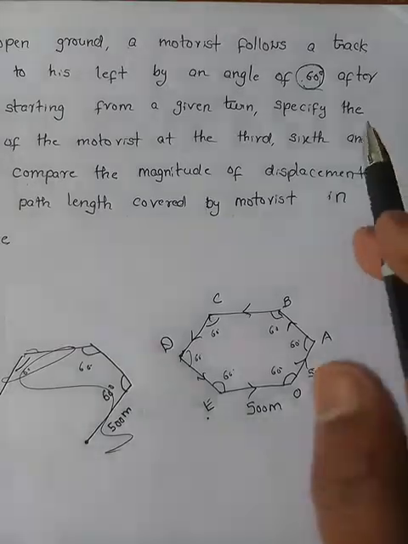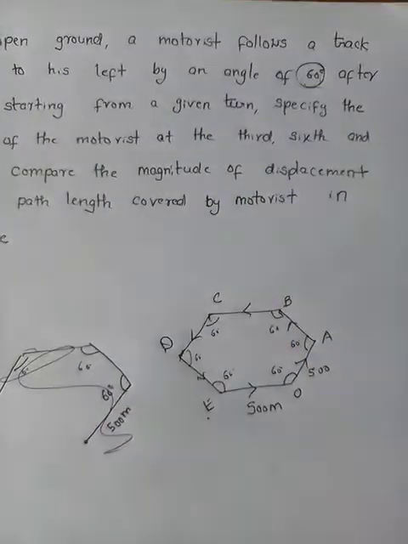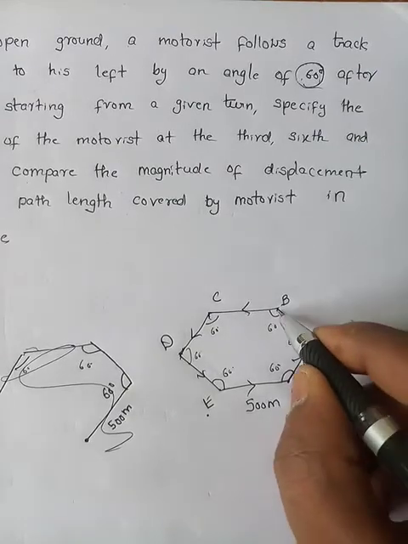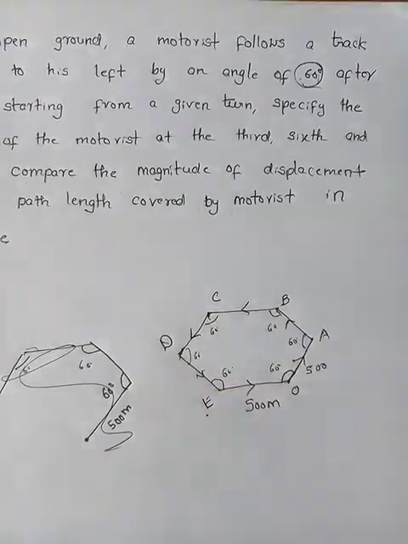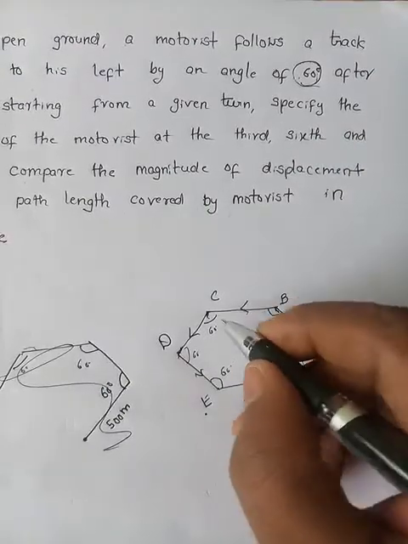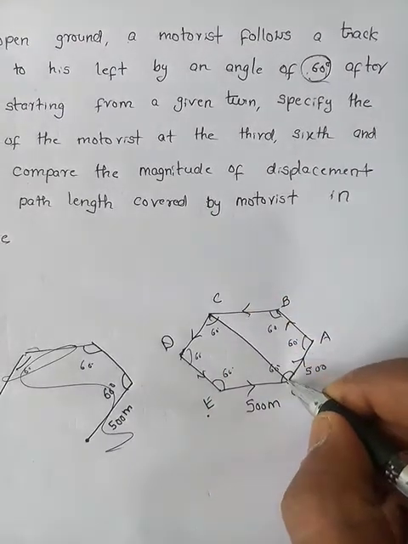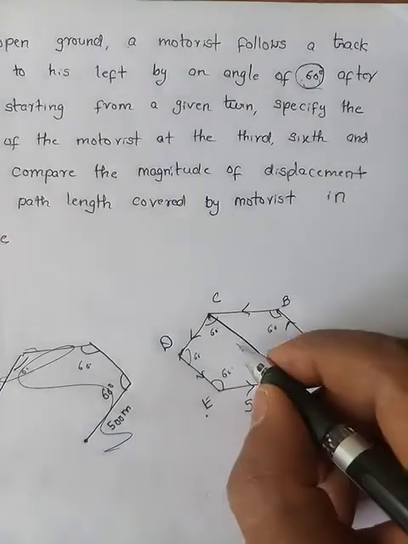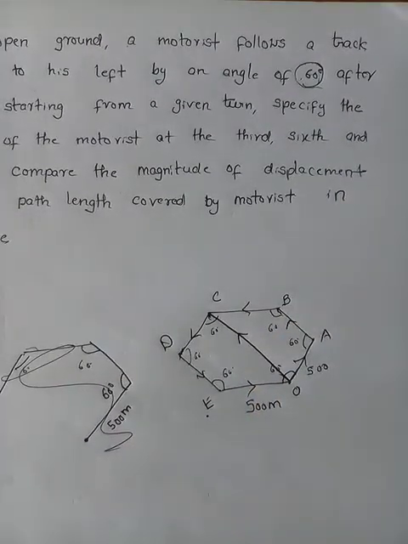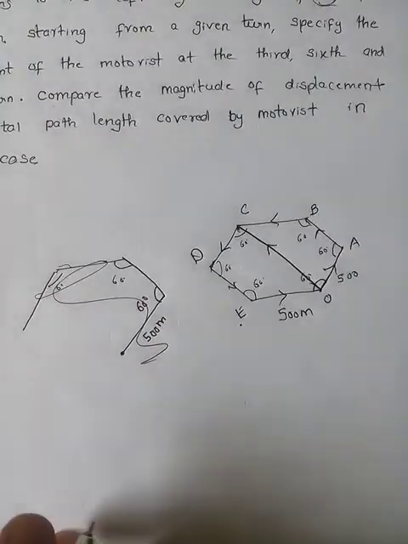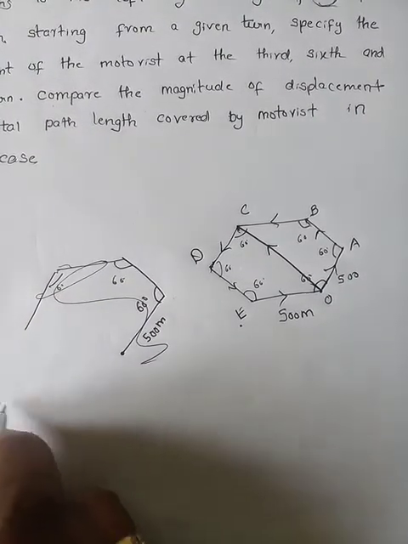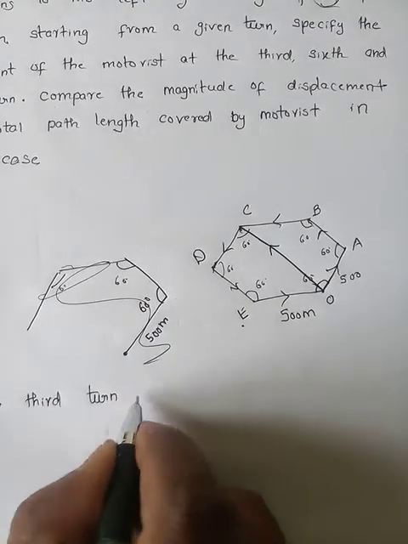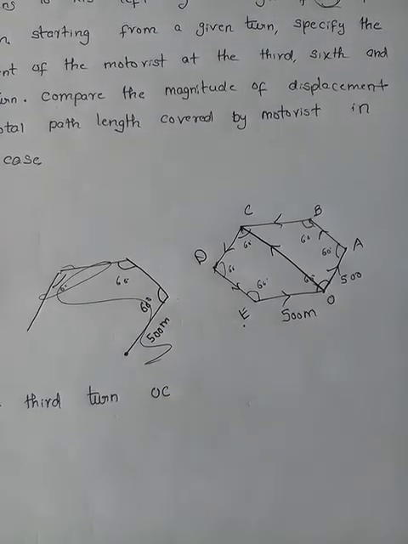Now, what is the question? What is the displacement of the motorist at the third turn? So, this is first, this is second and this is third. We should calculate what? OC. So, this is the displacement. So, first we calculate, for the third turn, OC.